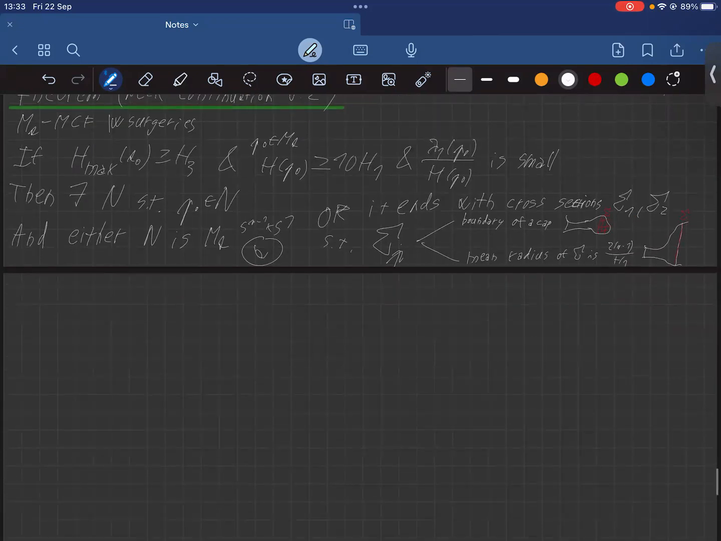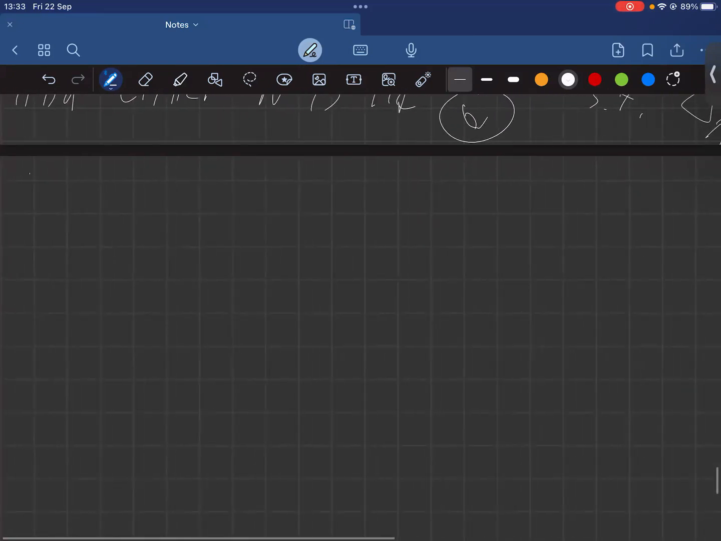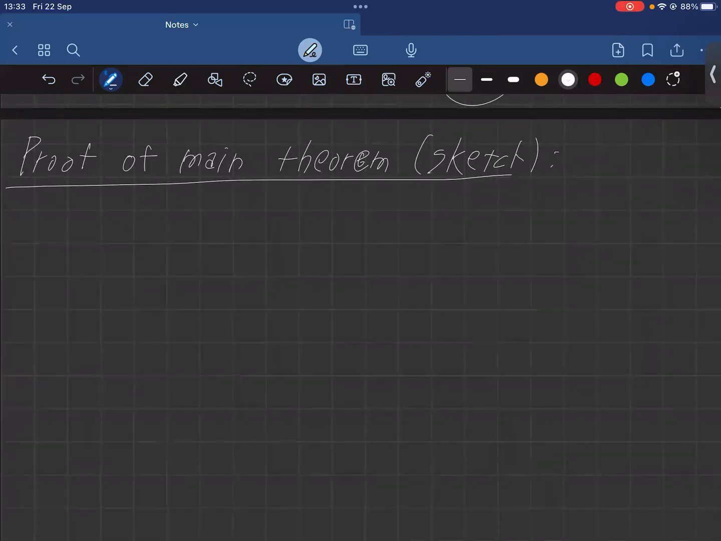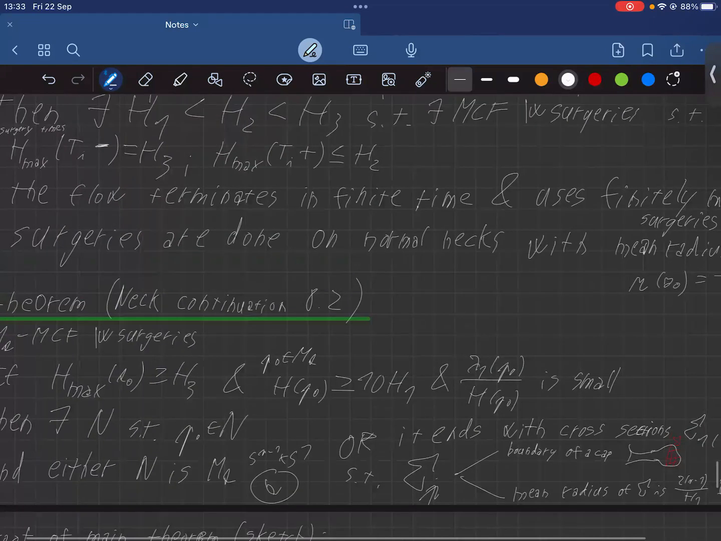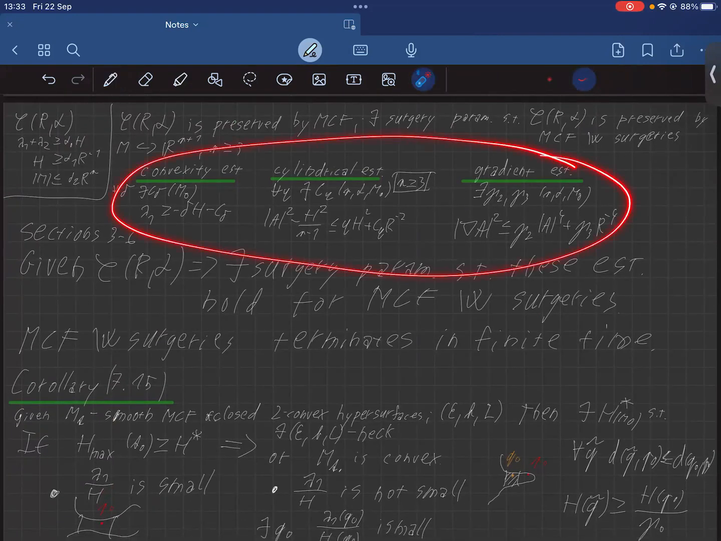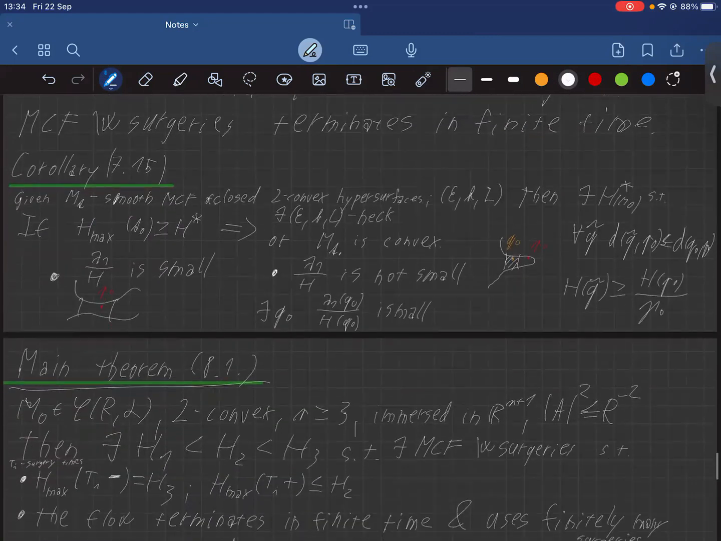Okay, if not, then I'm going to do the proof of the main theorem. It's just a sketch. So the first part I'm just going to skip right through. It's a lot of work that was done in sections 3 to 6, just choosing appropriate constants so that our estimates work. All of these estimates are the bulk of the paper, and I'm not going to get into that.